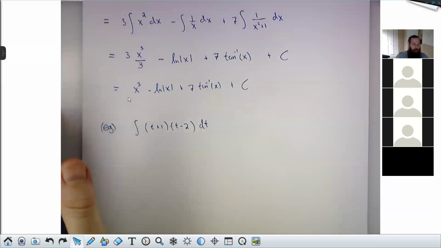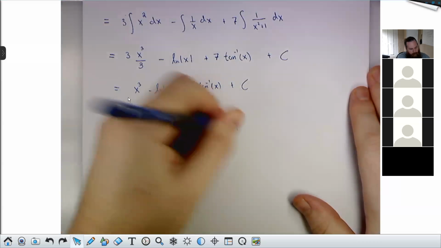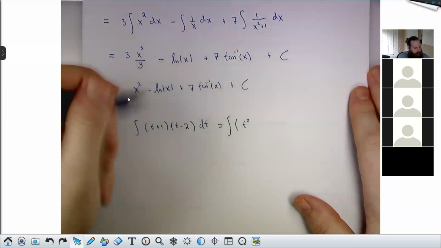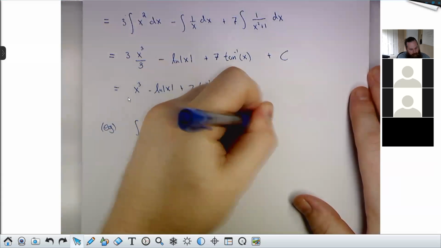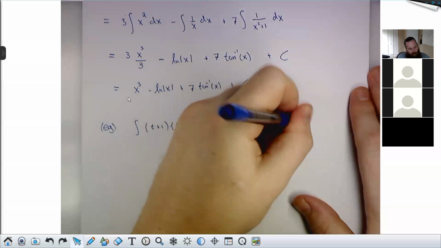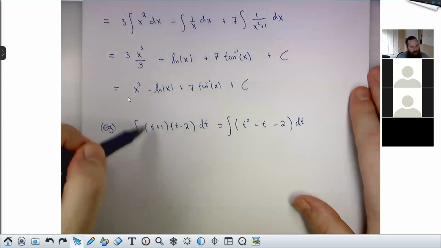Yeah, go ahead and multiply them, right? They're being multiplied. Let's go ahead and FOIL that out. If I distribute this out, I'll get t squared plus t minus 2t, so that's minus t, and then minus 2.